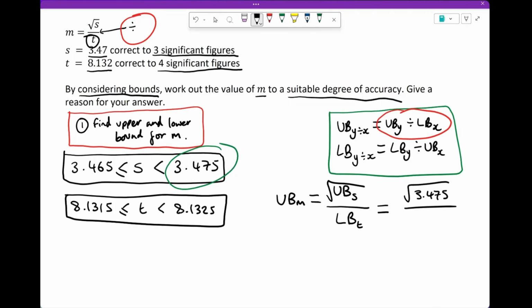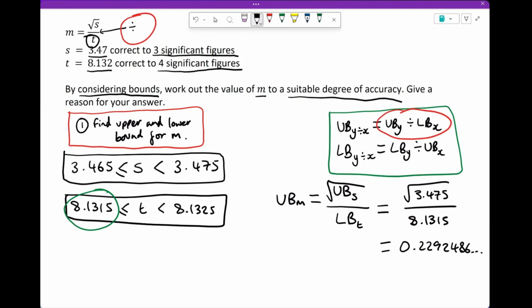And the lower bound of t is what I need for my denominator. So that's going to be the 8.1315. Then we're going to put this calculation into my calculator. And then that gives me a result of 0.229248, and I'm going to put a dot, dot, dot. Now, in this specific question, it will be useful to have a few extra decimal places just to see how the number progresses.